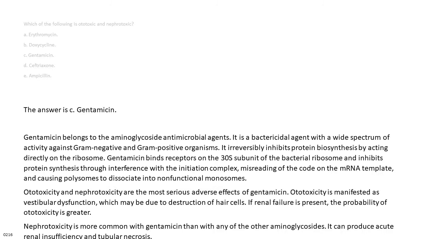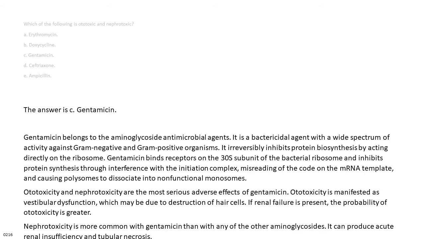Gentamicin belongs to the aminoglycoside antimicrobial agents. It is a bactericidal agent with a wide spectrum of activity against gram-negative and gram-positive organisms. It irreversibly inhibits protein biosynthesis by acting directly on the ribosome. Gentamicin binds receptors on the 30S subunit of the bacterial ribosome and inhibits protein synthesis through interference with the initiation complex, misreading of the code on the mRNA template, and causing polysomes to dissociate into non-functional monosomes.